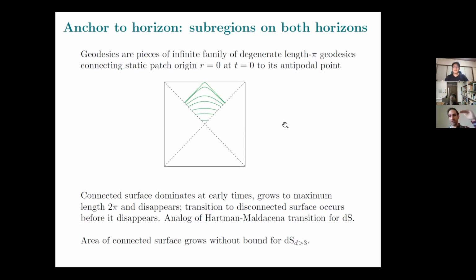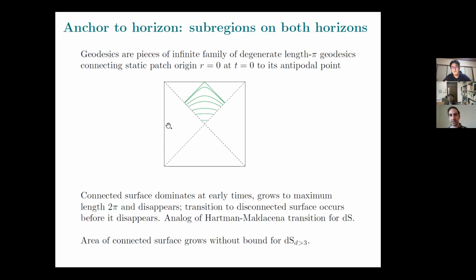There's a similar statement for de Sitter. If you're at t equals zero and you pick antipodal points, which these two static patch origins and the antipodal point are, then there's an infinite number of planes you could intersect with the de Sitter hyperboloid, which give you geodesics which connect those two points.